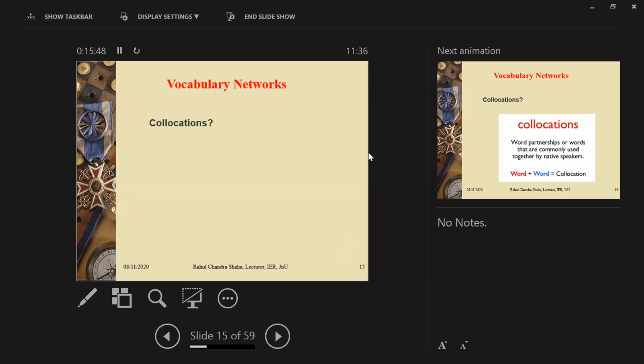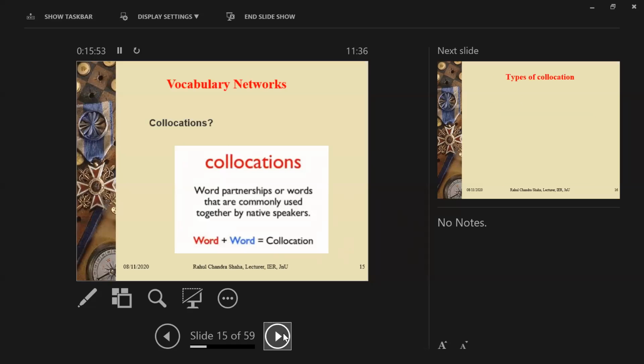No, sir. Actually, collocations is a new term to you, as this is a basic part of linguistics. This slide says that collocation is word partnership, or words that are commonly used together by native speakers. Collocation is the combination of word plus word. That means when you use more than one word, it will be part of the collocations. And if I want to say in elaborative form about the collocation, I have to mention something.